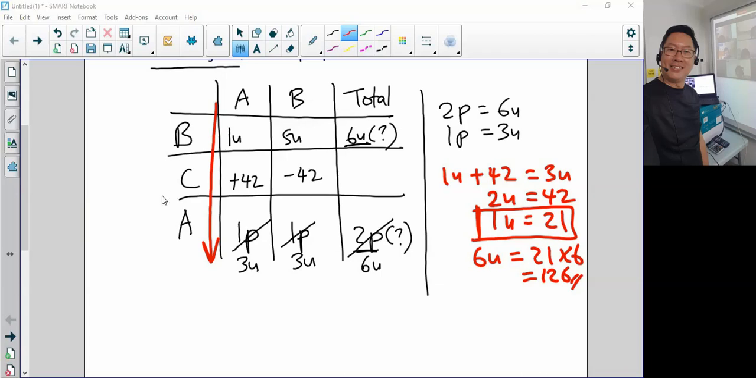Yeah, so that's how you work out the answer using the tabulation method. So this is just the first problem only. Okay, so let's look at the second one.